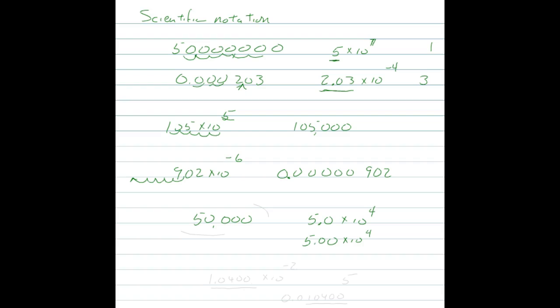So if you have 1.0400 times 10 to the negative 2, how many significant digits? 5. Whatever's in front. And if you rewrote this one, 1, 2, 0, 4, 0, 0, 1, 2, 3, 4, 5.